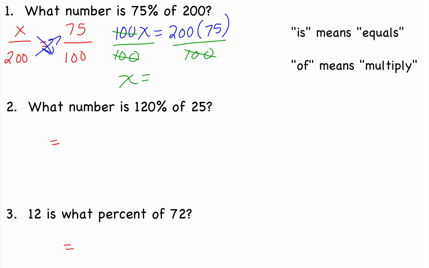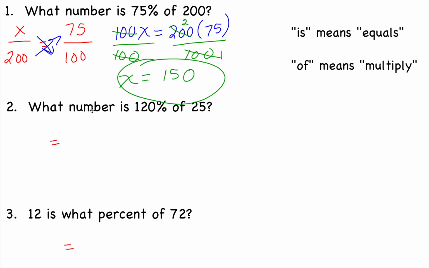x is equal to, so 100 and 200. We can divide both of those by 100 and get a 2 up here and a 1 down here. 2 times 75 is 150. So that is our answer for that problem. x is equal to 150.